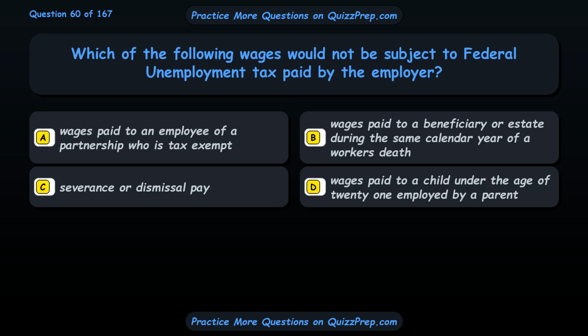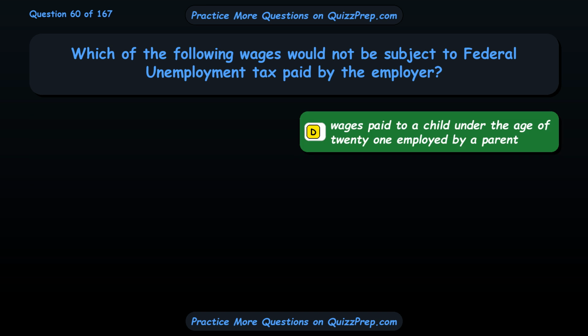Question 60. Which of the following wages would not be subject to federal unemployment tax paid by the employer? Option A. Wages paid to an employee of a partnership who is tax exempt. Option B. Wages paid to a beneficiary or estate during the same calendar year of a worker's death. Option C. Severance or dismissal pay. Option D. Wages paid to a child under the age of 21 employed by a parent. The correct answer is option D.